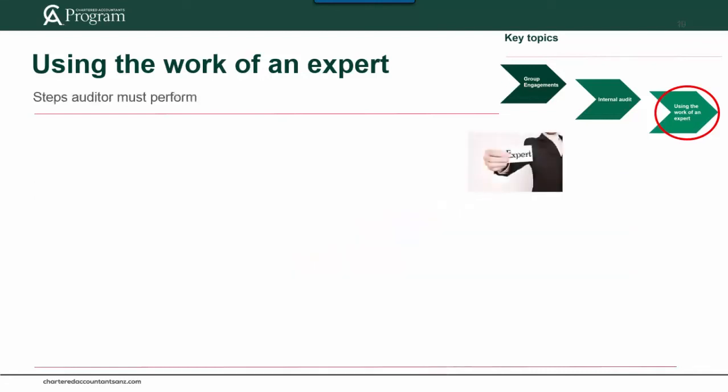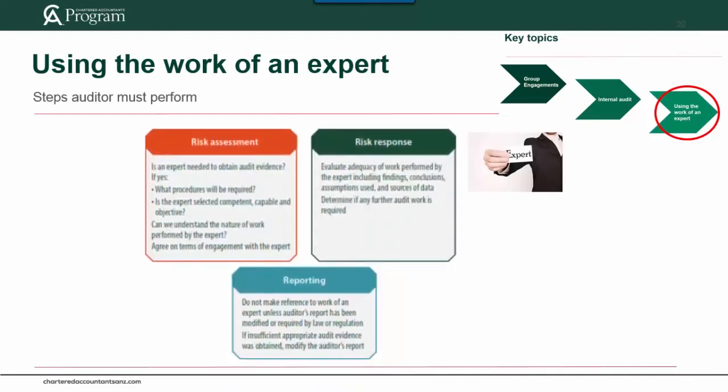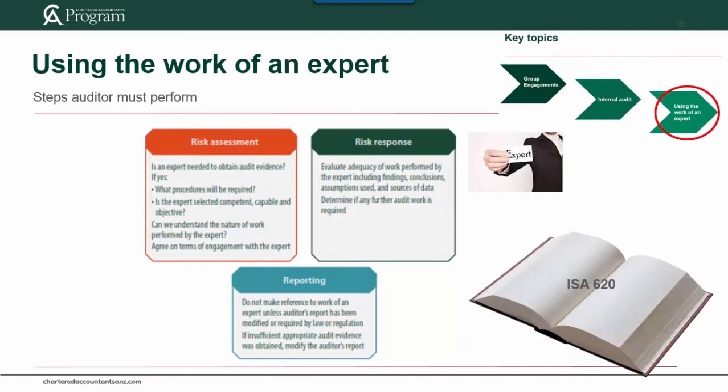There are a number of steps that an auditor must take before they can rely on the work of an expert. This diagram summarises the key requirements of ISA 620 and illustrates how using the work of an expert is considered throughout the audit process. When the auditor decides to engage an expert, the auditor prepares a planning memorandum to agree on the terms of the engagement, including the scope of work as well as the reporting format of the findings and conclusions required from the expert.